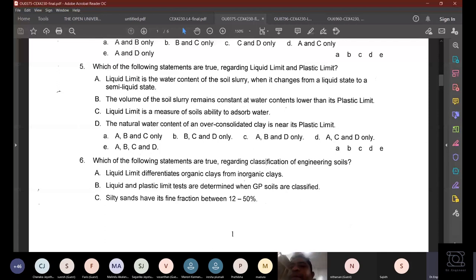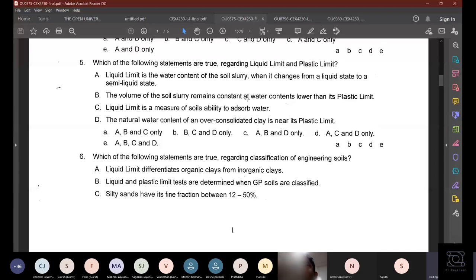So question number 6, which of the following statements are true regarding classification of engineering soils? Liquid limit differentiates organic clays from inorganic clays. So we'll see whether it is possible or not. I think it is not possible with liquid limit to say whether the clay is organic or inorganic, right? So organic and inorganic, you know that carbon, presence of carbon, hydrogen.